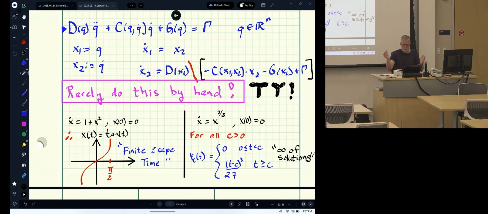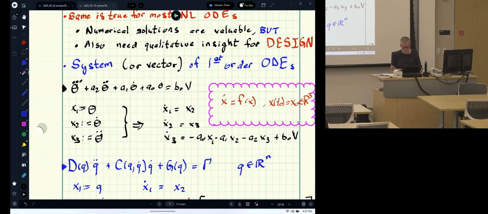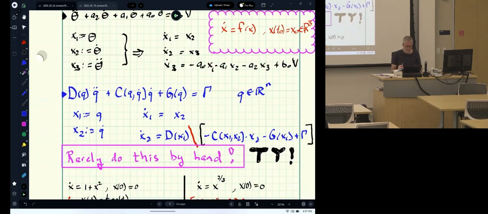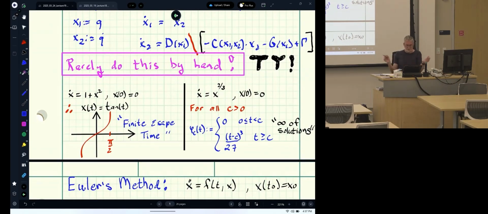Okay, so that's just how we rewrite equations in the form x dot equals f of x. Sometimes we have to introduce auxiliary coordinates in order to do it, but it's pretty standard. Now, differential equations, when they're nonlinear, they can exhibit some interesting behavior that you might not have anticipated.